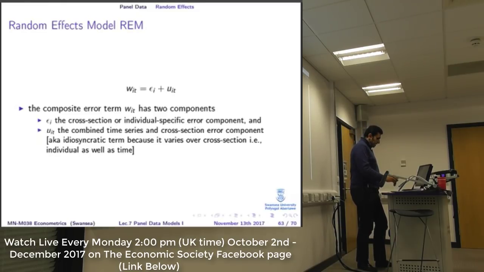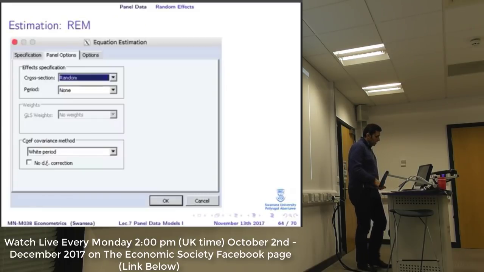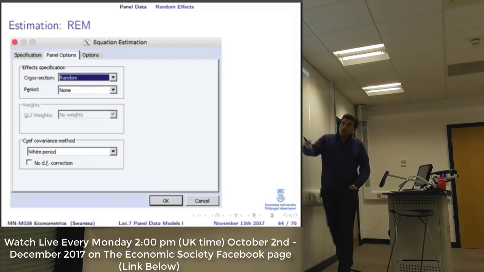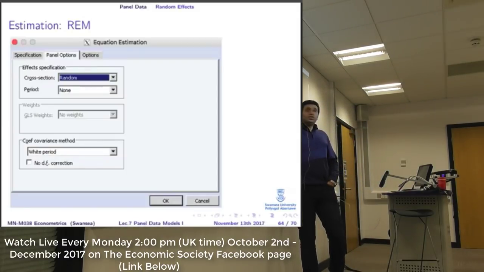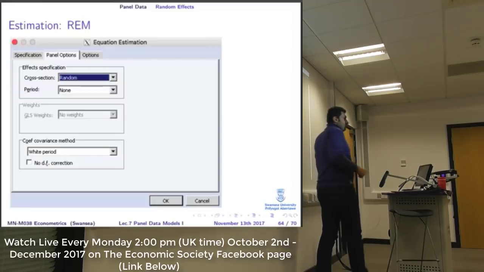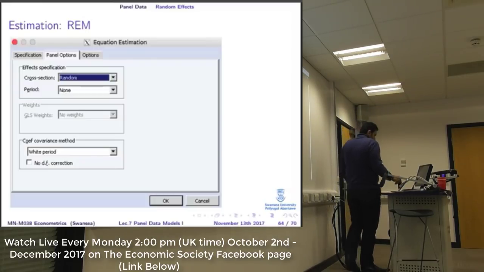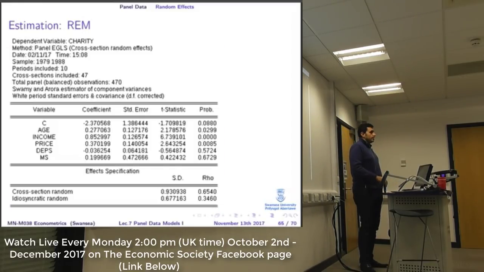And in EViews, we already explained this. All you need to do is change how you treat the cross-section. You treat them as a random effect model from panel options, and this will give you the estimation for the random effects model. Okay.